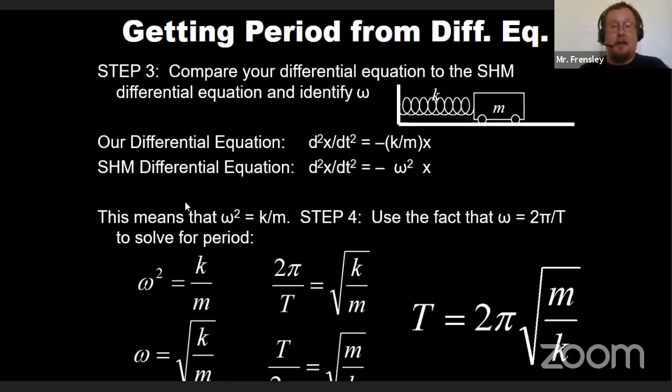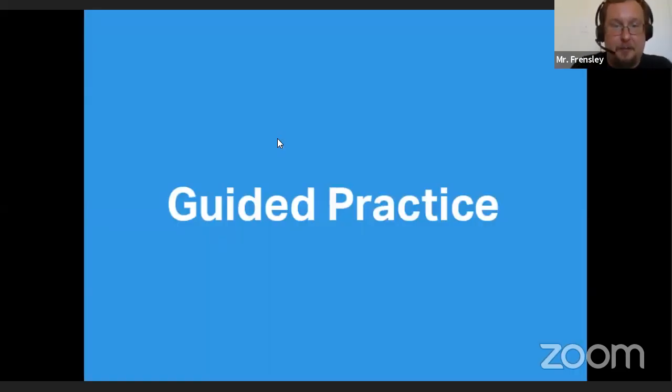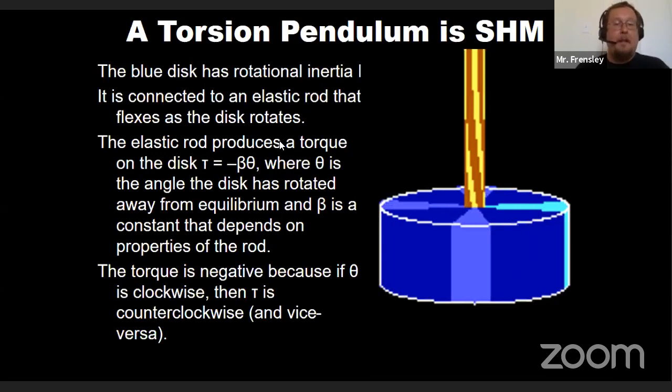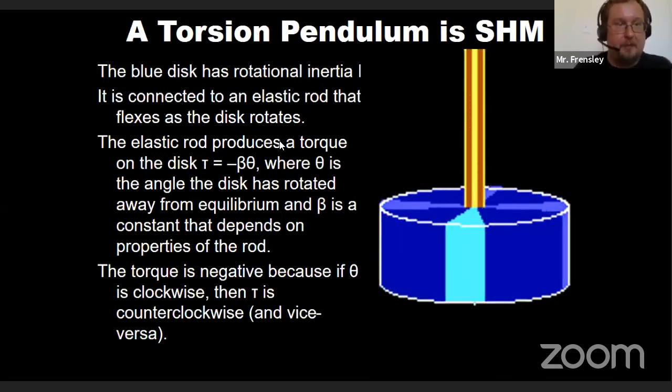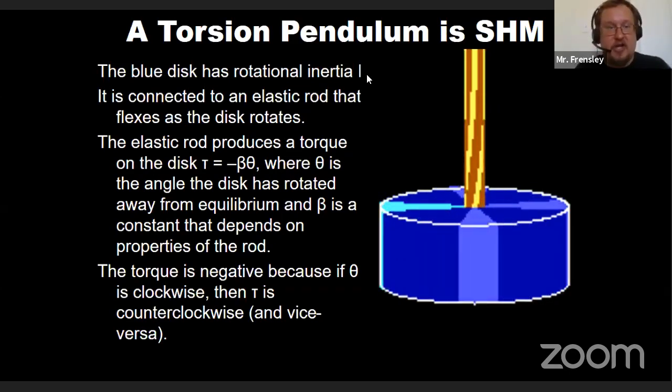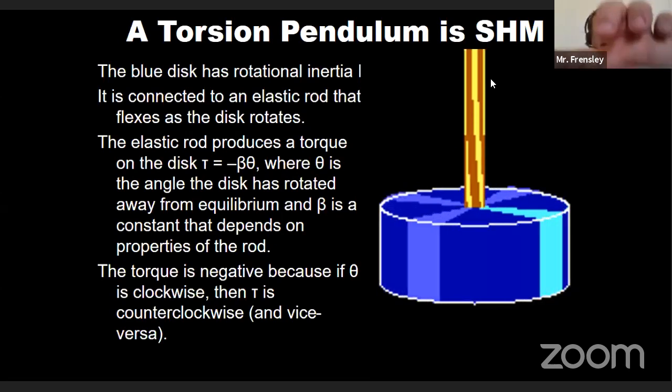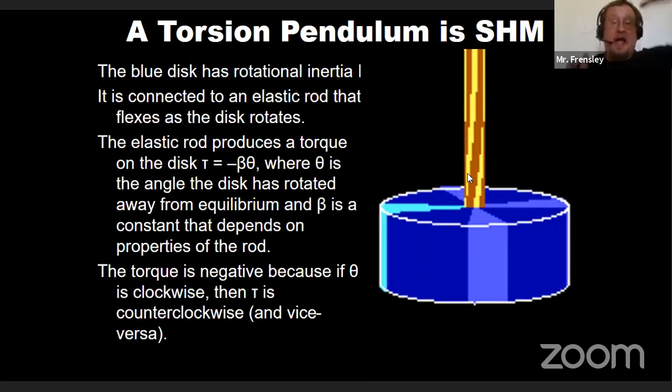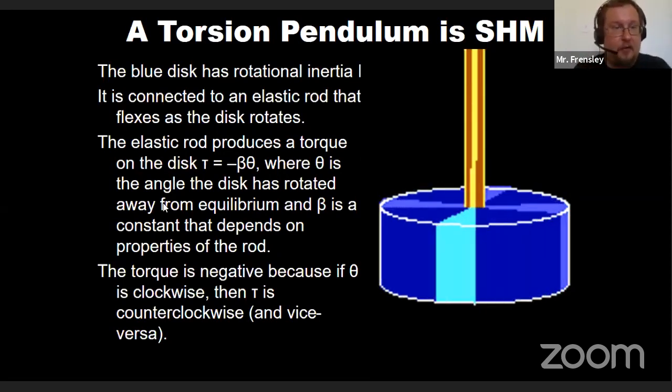All right, so I'm going to let you try this now. This is going to be some guided practice. I want you to look at this. This is called a torsion pendulum. This blue disc has a rotational inertia I, and it's attached to this kind of rod. Imagine this rod is like a really long eraser, and it's going to flex. Can you see it flexing as it rotates?